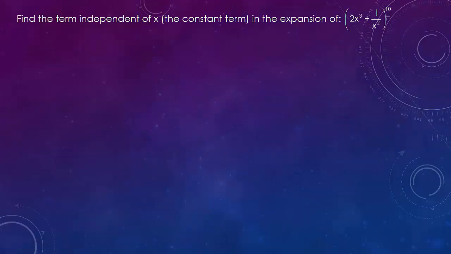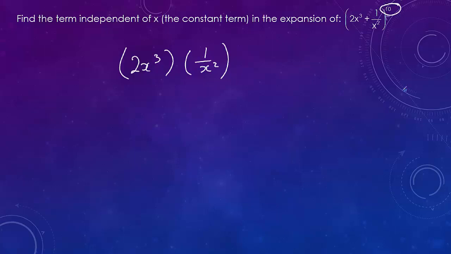Now this one is a bit trickier. We've got 2x cubed, which we need to put to some power, and we've got 1 over x squared, which we need to put to some power. Now you might spot the powers that actually make these cancel, but let's be systematic. We know these powers are going to have to add to 10. So if I call this one n, and I call this one 10 minus n, they add. So from the first bracket, the power of x that we get would be x to the 3n. From the second bracket, we'd get x squared to the 10 minus n.